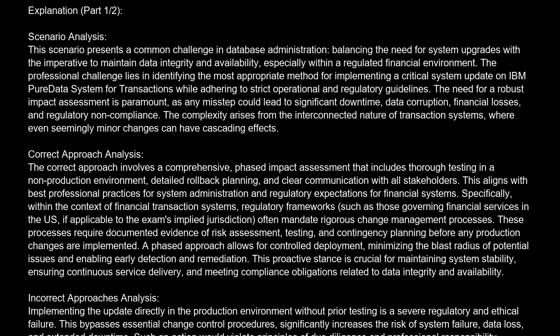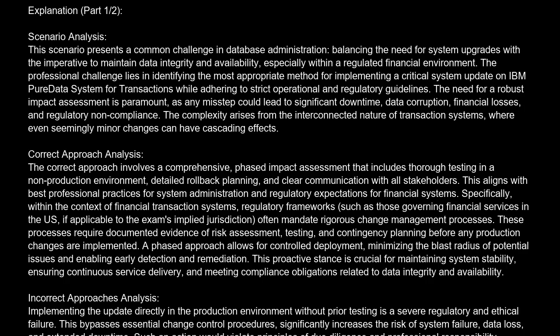This scenario presents a common challenge in database administration, balancing the need for system upgrades with the imperative to maintain data integrity and availability, especially within a regulated financial environment. The professional challenge lies in identifying the most appropriate method for implementing a critical system update on IBM PureData system for transactions while adhering to strict operational and regulatory guidelines.